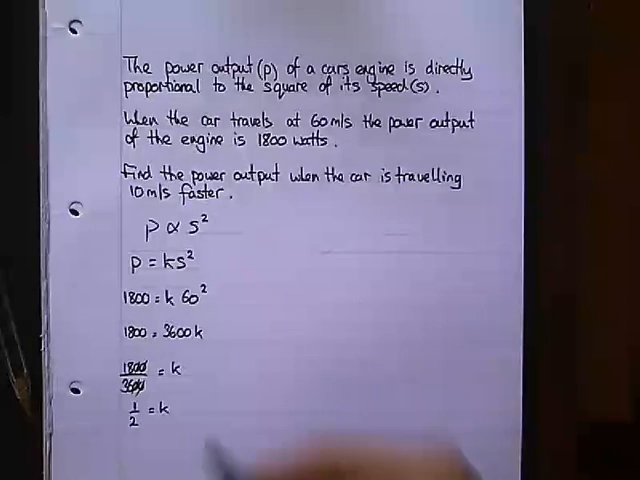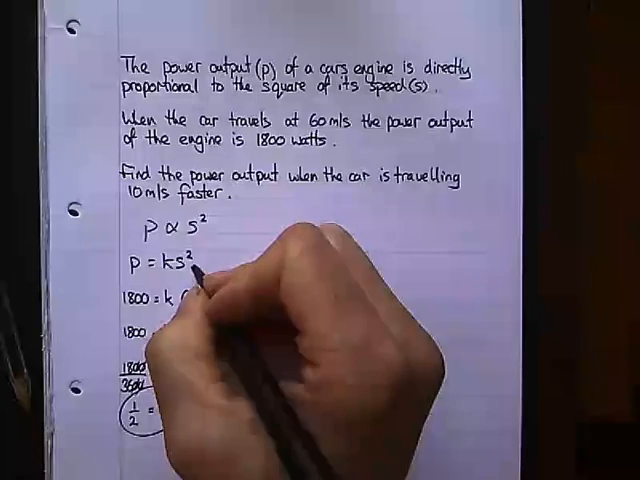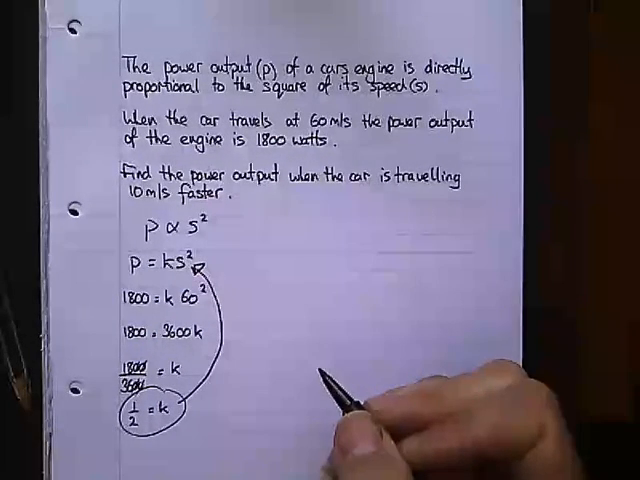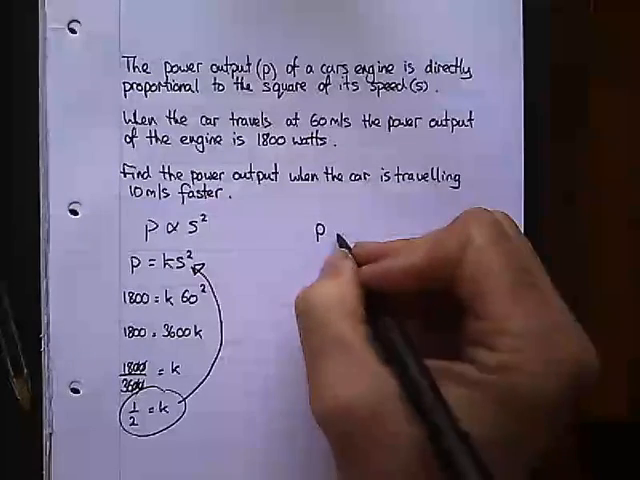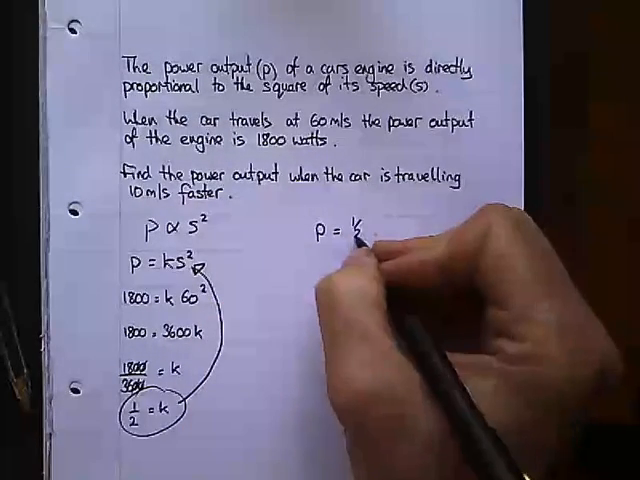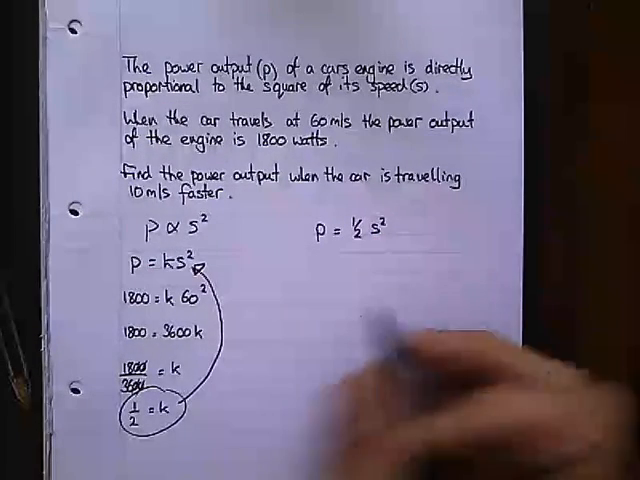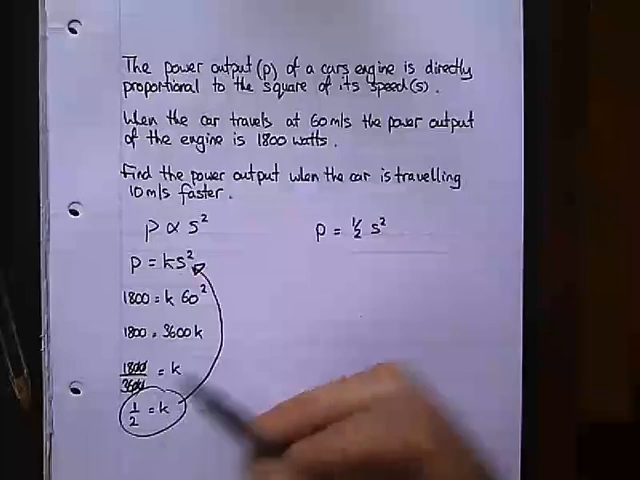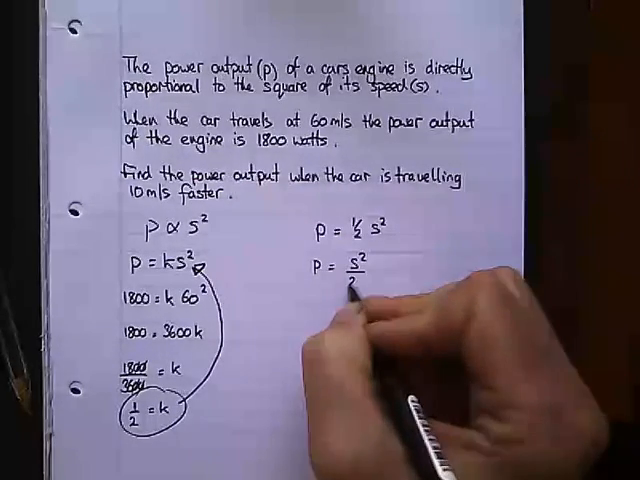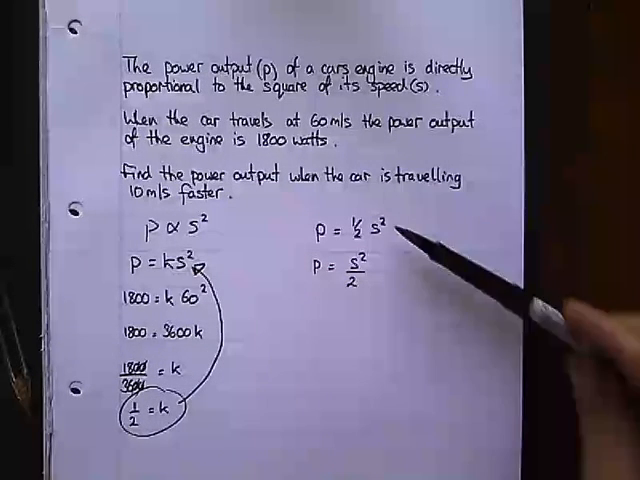So I can put this k value back into this equation, and there's the equation that I'm going to use. Okay, so our power is equal to a half of s squared. Okay, so I've just replaced the k by the half. You could rewrite this as P equals s squared over 2. Okay, that's the same as a half. If I divide something by 2, I am basically halving it.